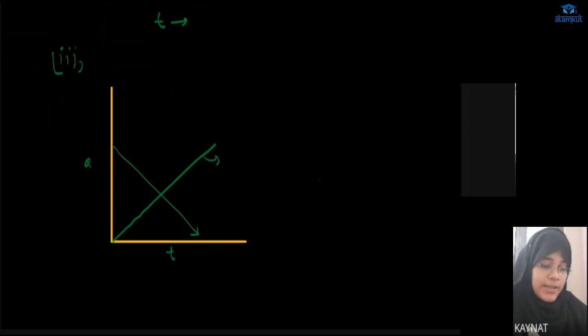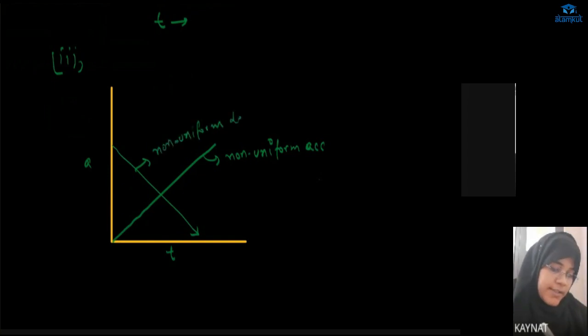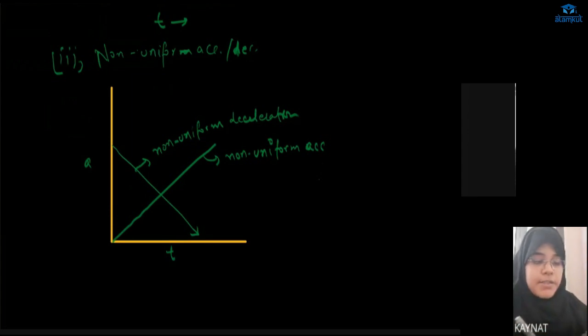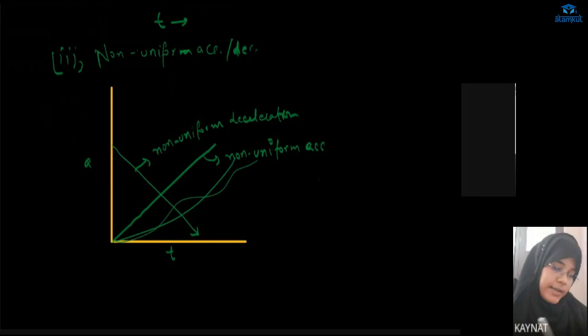So in this case, what we would say: there is non-uniform acceleration, and in this case, non-uniform deceleration. So here it is non-uniform acceleration or deceleration. This is representing non-uniform acceleration because acceleration is getting changed with the time. It can also be like this, or like this. These all are representing non-uniform acceleration.